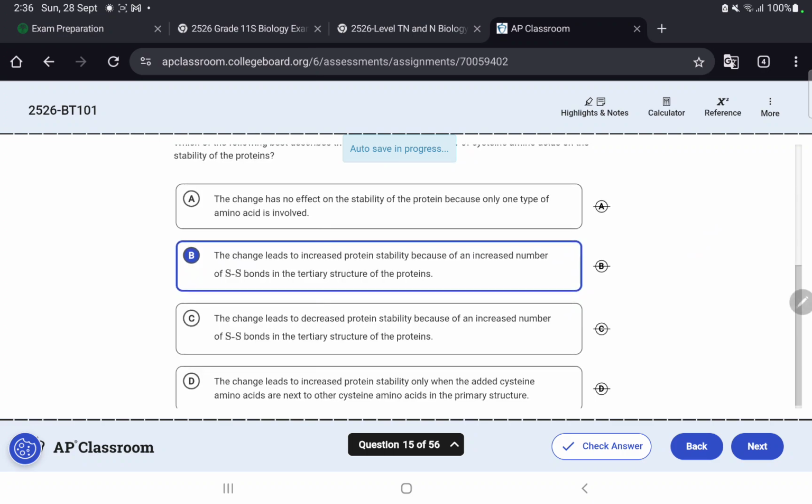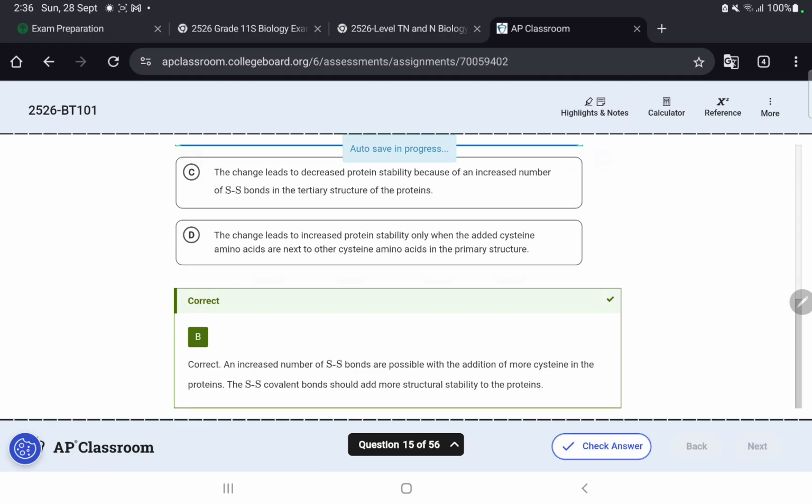So the change leads to increased protein stability because of an increased number of disulfide bonds in the tertiary structure of proteins. Okay, and the answer is correct.